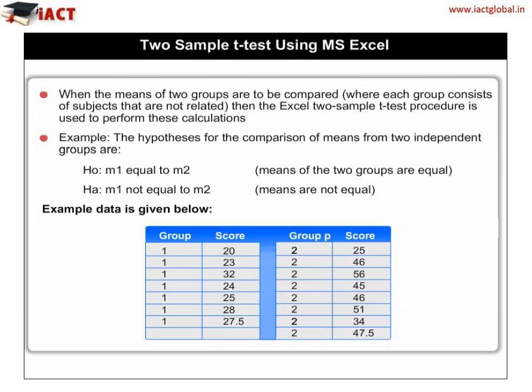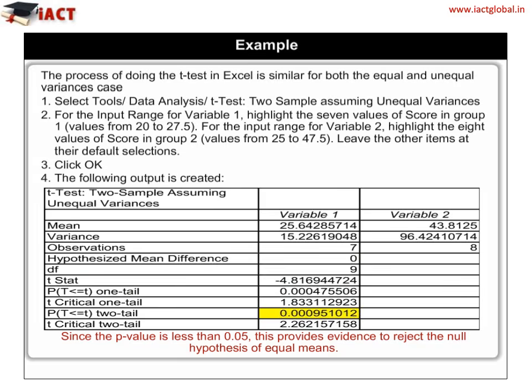Two-sample t-test. When the means of two groups are to be compared, where each group consists of subjects that are not related, then the Excel two-sample test procedure is used to perform these calculations. The hypotheses for the comparison of means from two independent groups are: null hypothesis is M1 equals M2, implying that the means of the two groups are equal. Alternate hypothesis M1 not equal to M2, implying that the means are not equal. Example data is given below. We will now perform the test.